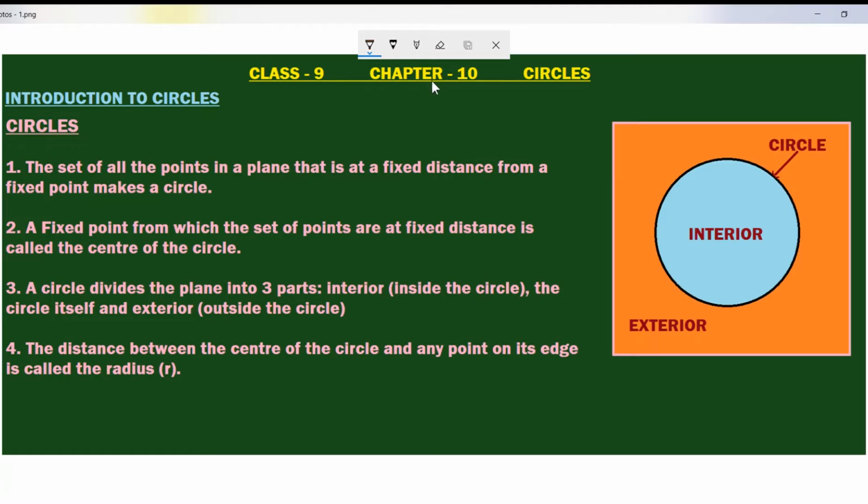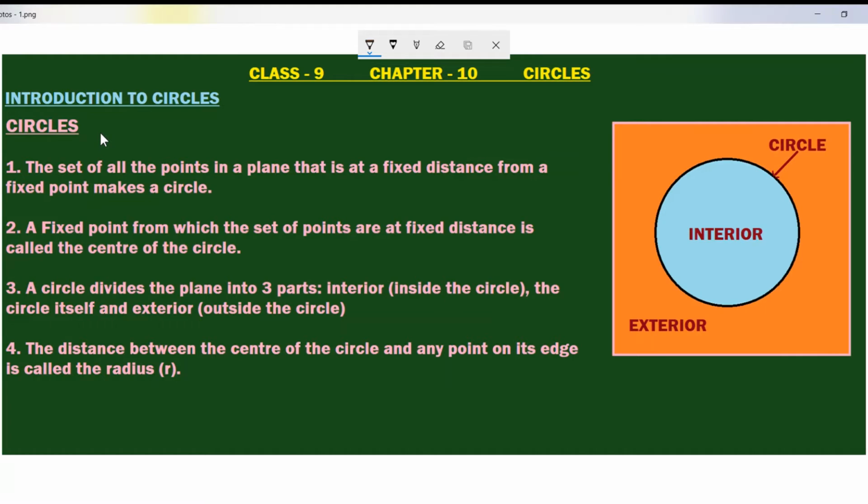Class 9, Chapter 10, Circles. This is the introduction class to circles. In this chapter, we are going to learn some fundamental properties of circles. We can call these fundamental properties the theorems of circles. So, we are going to learn what the theorems of the circle are and we are going to prove those theorems. Before that, we should recall the terms related to circles which we have learned in earlier classes.